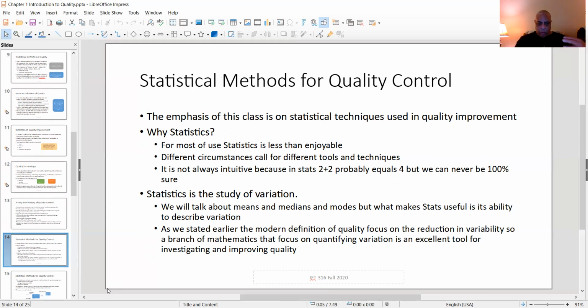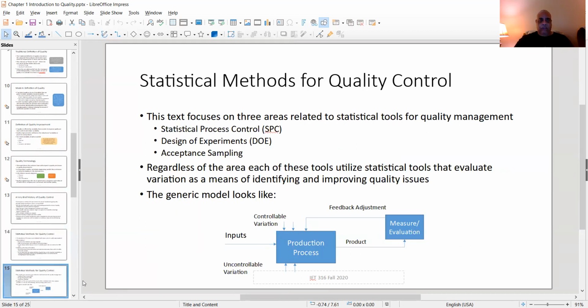So we will talk about means and medians and modes, but what makes stats useful is its ability to describe variation. And as we discussed earlier, the modern definition of quality focused on the reduction in variability. So a branch of mathematics that focuses on quantifying variation is an excellent tool for investigating and improving quality. And that is, of course, statistics.